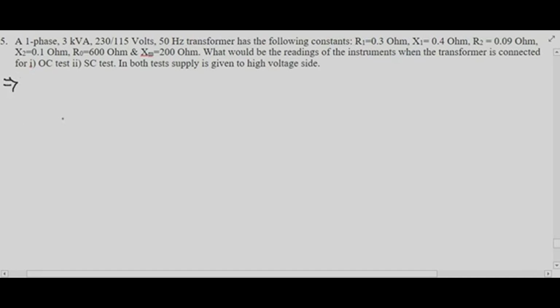So first of all, we will see the open circuit test. For open circuit test, what will be my V1? In open circuit test, we give rated voltage across the primary winding. Here we have to connect the high voltage side to the test supply, which is 230 volt. So V1 will be 230 volt. Okay. So what is K here? K is nothing but 115 divided by 230, so it is equal to 0.5.